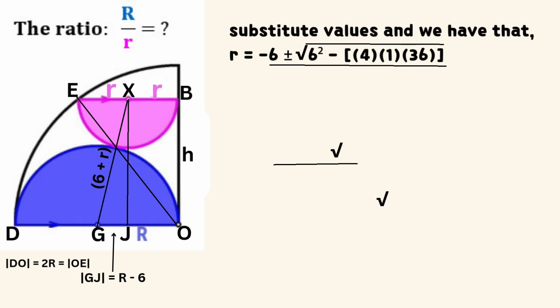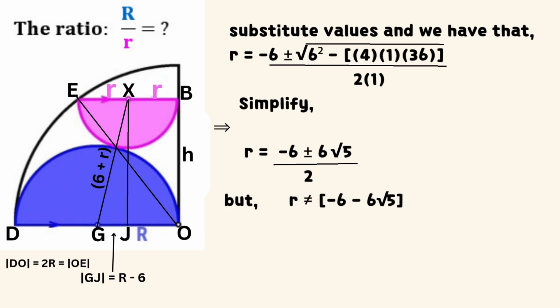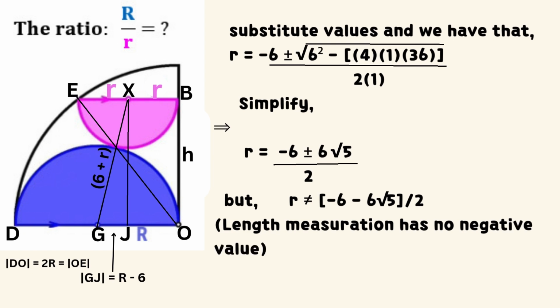Substitute values and we have that R equals negative 6 plus or minus the square root of the square of 6 minus 4 times the product of 1 and negative 36, all divided by 2 times 1. Simplify. It follows that R equals half of negative 6 plus or minus 6 times the square root of 5. But R is not equal to half of negative 6 minus 6 times the square root of 5. It is because length measurement has no negative value.